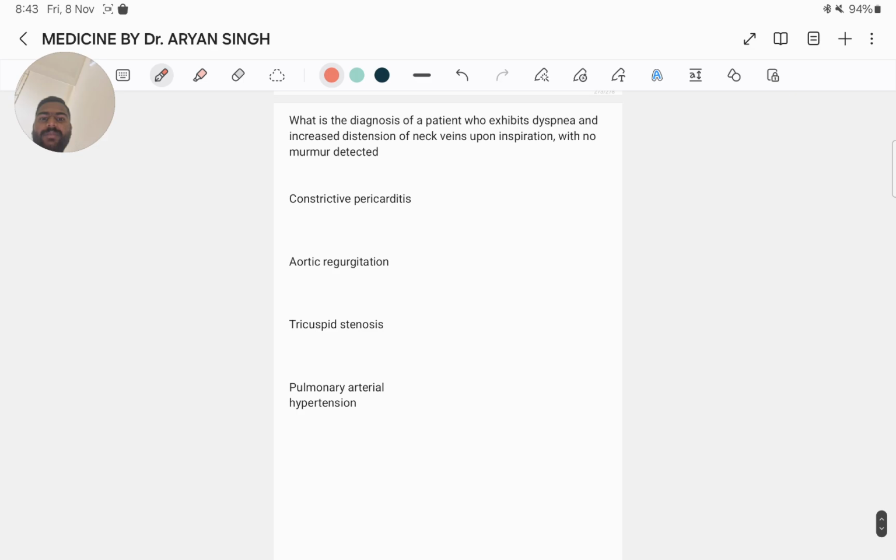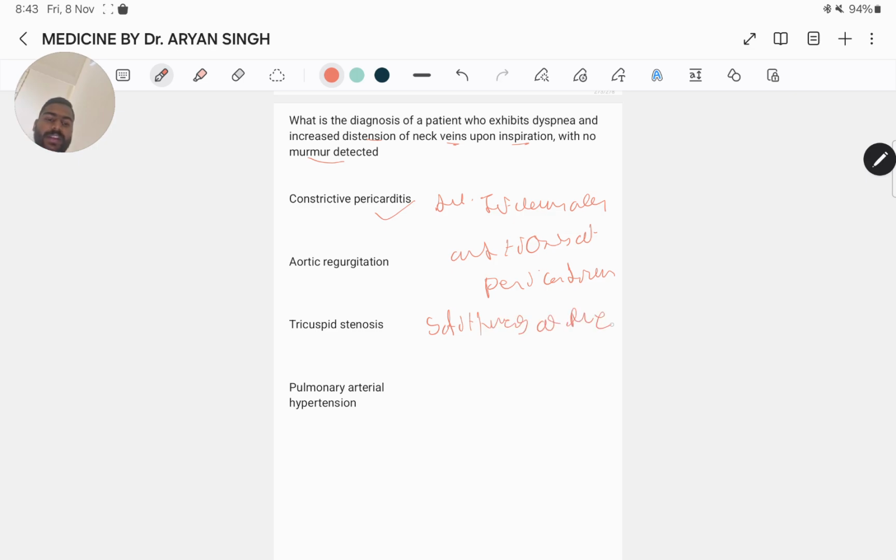Next question: what is the diagnosis of a patient who exhibits dyspnea and increased distension of neck veins upon inspiration, with no murmur detected? The best answer is constrictive pericarditis, a condition characterized by inflammation and fibrosis of the pericardium. This leads to stiffness of the pericardium, impairing the ability of the heart to expand and fill properly during diastole.